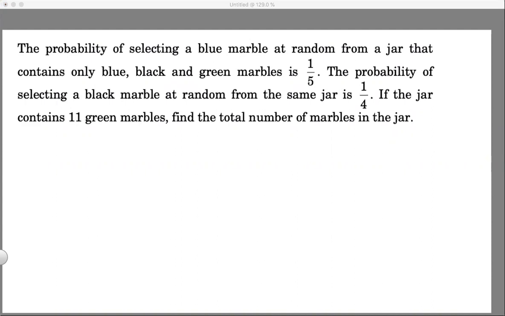The probability of selecting a blue marble at random from a jar that contains only black, blue, and green marbles is 1 by 5. The probability of selecting a black marble at random from the same jar is 1 by 4. If the jar contains 11 green marbles, find the total number of marbles in the jar. How will we do this?